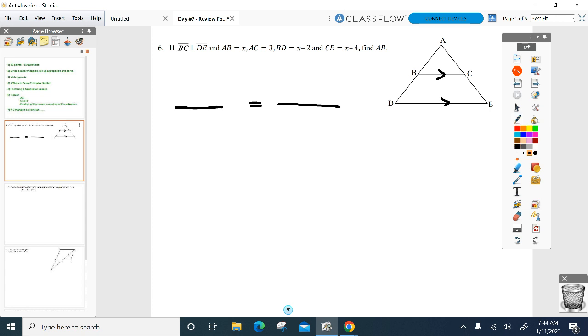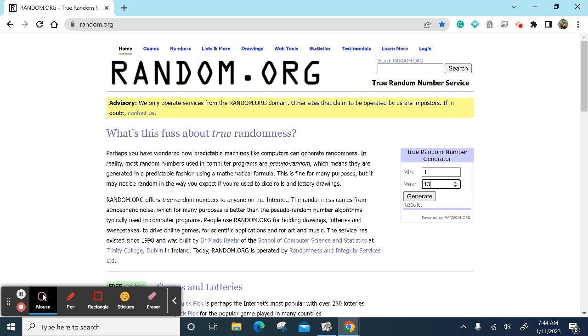All right, let's label this bad boy. AB is X, AC is 3, BD is X minus 2, and CE is X minus 4. All right, help me set a proportion. Wherever you want to start, you give me a side. Remember, it's got to be a full side. X minus 2 and X minus 4 are not in your proportion. Got to have full sides only. So give me a side you want to start with.